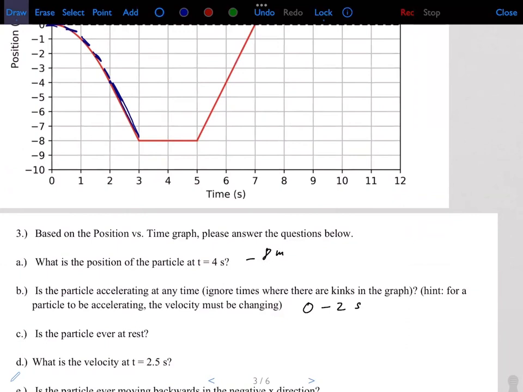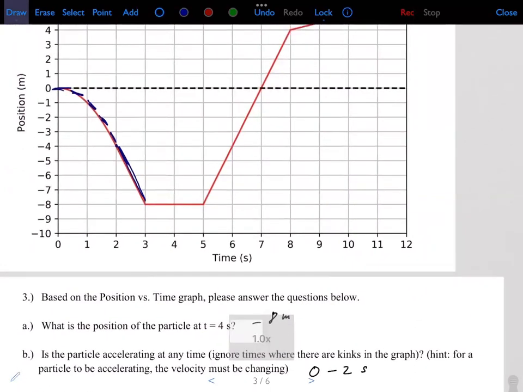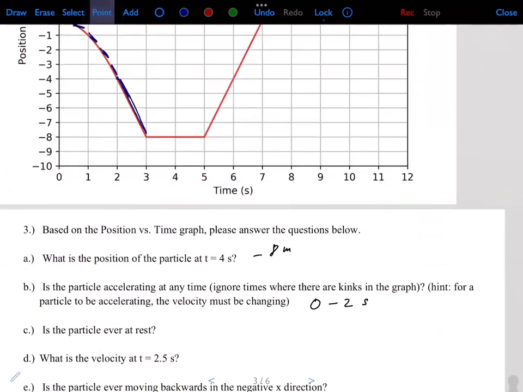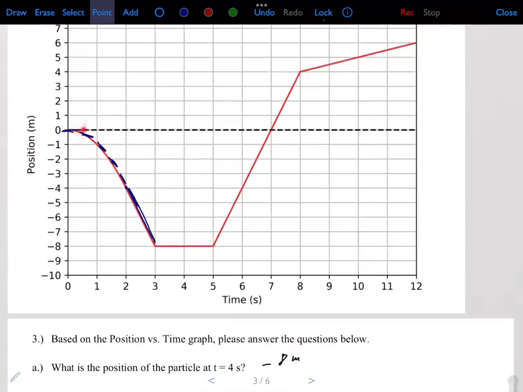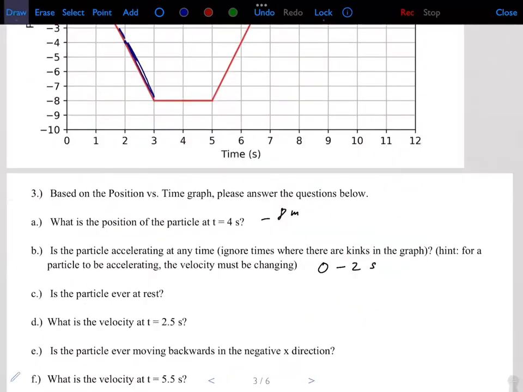Is the particle ever at rest? Yes, definitely from 3 to 5 seconds, right? Where the slope is 0, so the velocity is 0. And also, because right at the beginning the slope of the tangent line is 0, you could say right at 0 seconds it is at rest as well. And we're going to ignore the kinks, right? So I would say at 0 seconds, and then from 3 to 5 seconds, that's when it's at rest.